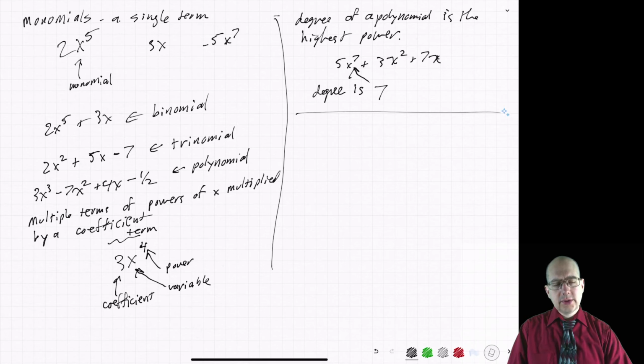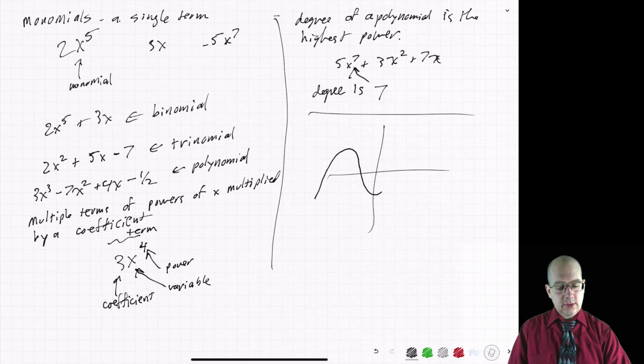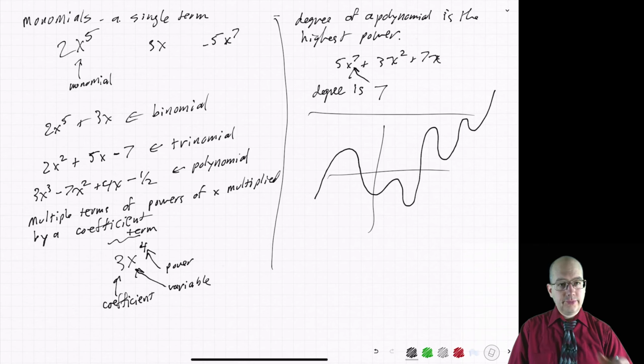All right, so what do these things look like? Well, they're going to look like something like this. Okay, that was pretty bad. They're going to look like something that goes up, down, up, down, up, down. And they can either go from negative infinity to plus infinity, or from plus infinity to negative infinity, or plus infinity, dance down around here and then go back up to plus infinity, or negative infinity, dance, negative infinity.